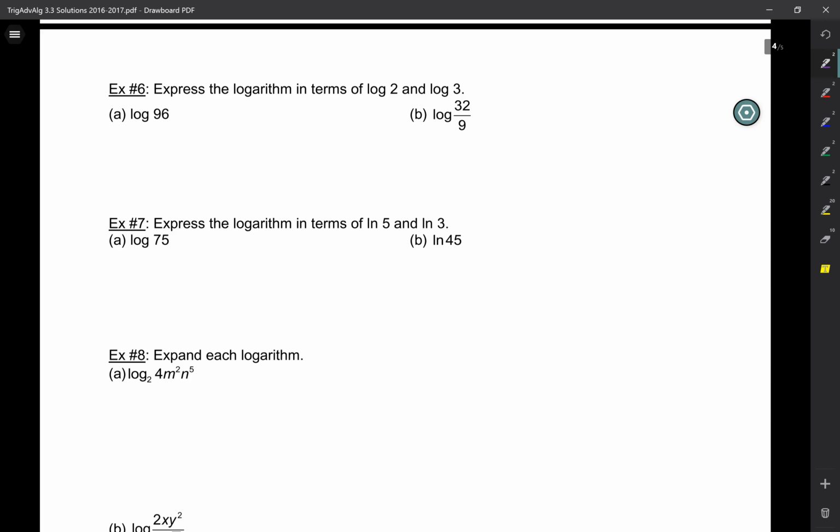I really kept it simple the last time. This time I've branched out a little bit. So we're going to express log 96 in terms of 2 and 3.